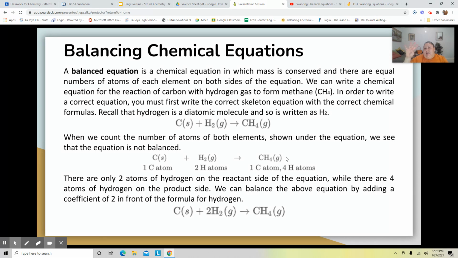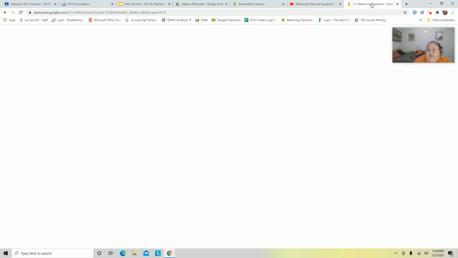How I have 4 on the right, I have 2 on the left. I need to make sure that the 2 is changed into a 4. And I'm going to show you how to do that, okay? I'm going to go into Jamboard. So those of you who are on Pear Deck, come back to the Google Meet so that you can see Jamboard and you can help me with this.